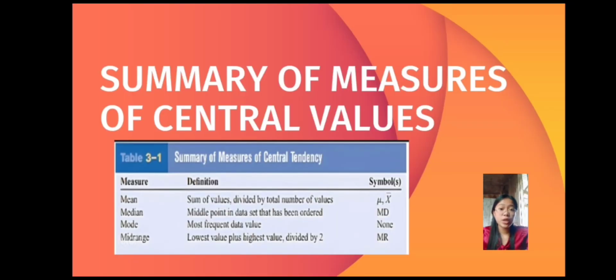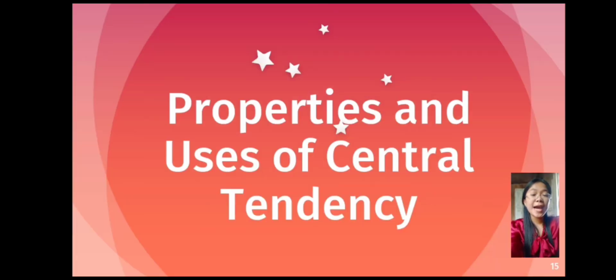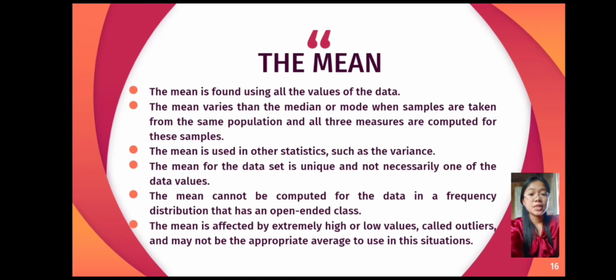So we have here a table which contains the summary of measures of a central tendency. So we have here the properties and uses of a central tendency. First, we have the mean. So the mean is found by using all the values of the data.